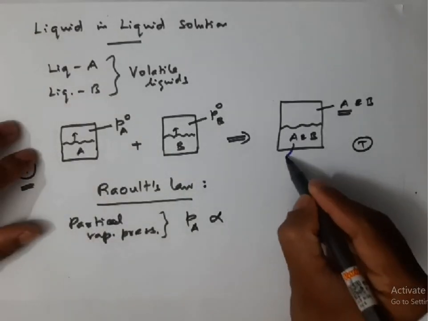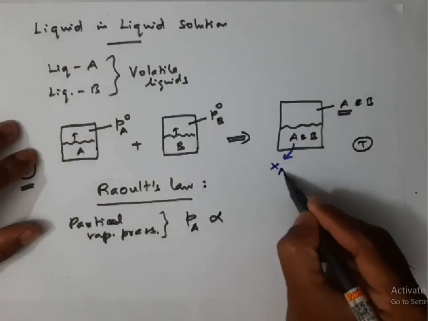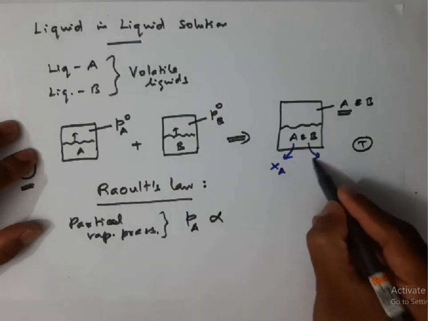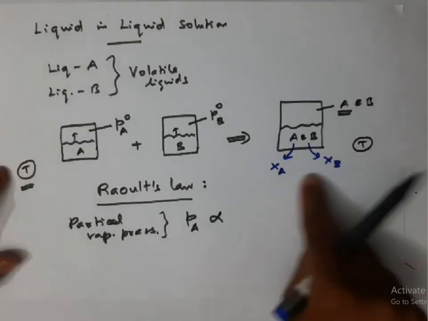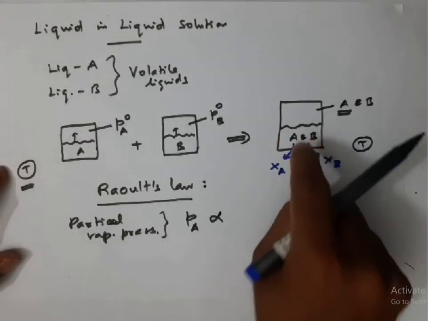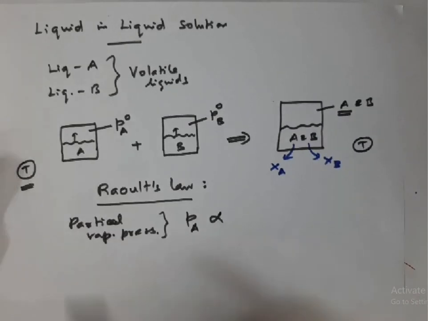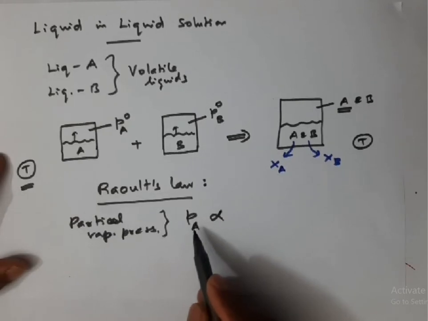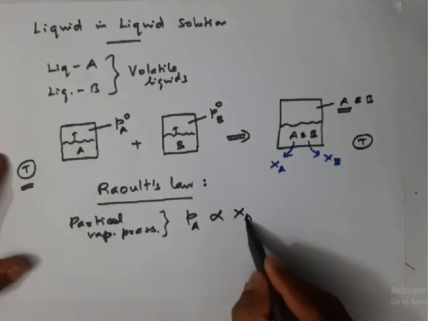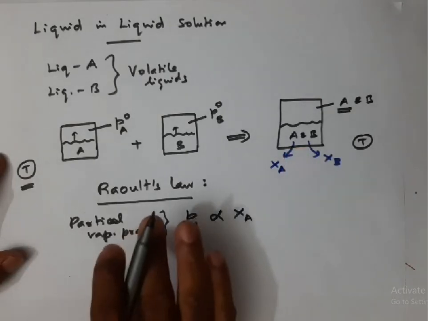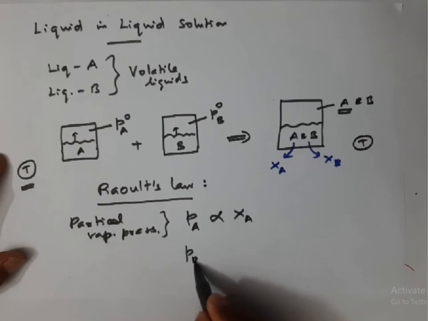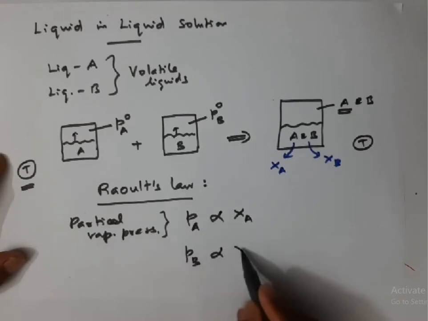So in the liquid phase, let us say the mole fraction of A is XA and the mole fraction of B is XB. XA, XB are the mole fractions of A and B in the liquid phase. According to Raoult's law, the partial vapor pressure of A is directly proportional to the mole fraction of A present in the liquid phase. Similarly, the partial vapor pressure of B is directly proportional to the mole fraction of B present in the liquid phase.